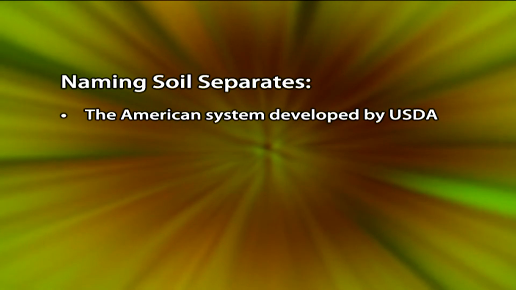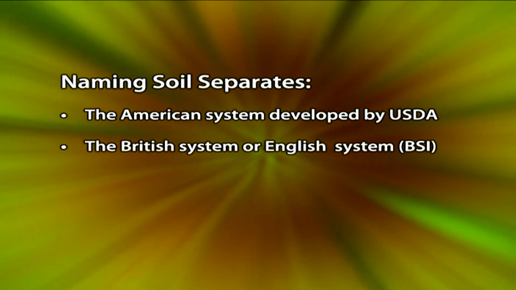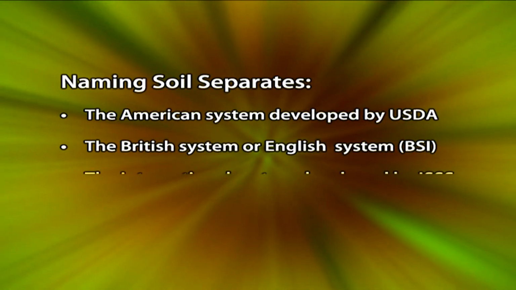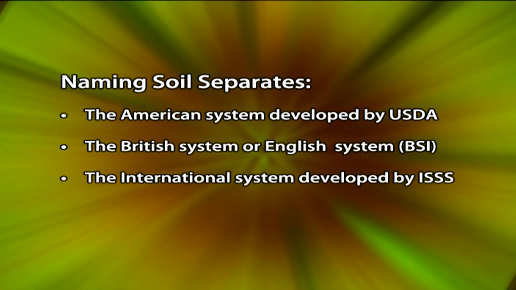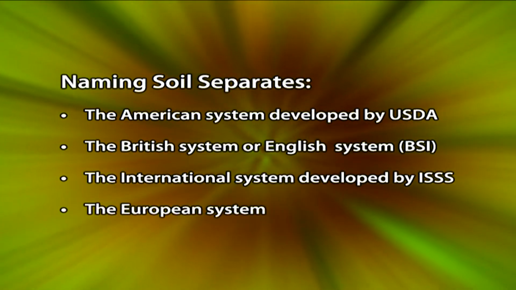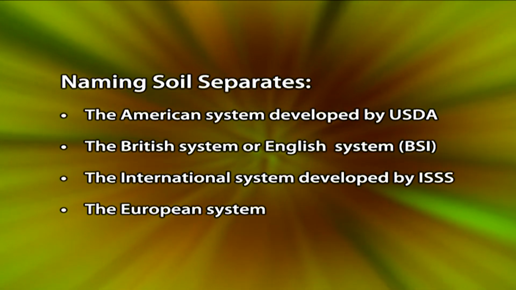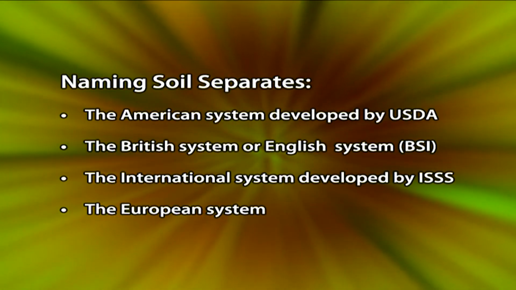These systems are: number 1, the American system developed by USDA. Second, the British system or English system known as BSI. Third, the international system which is developed by ISSS. And the fourth type is the European system.